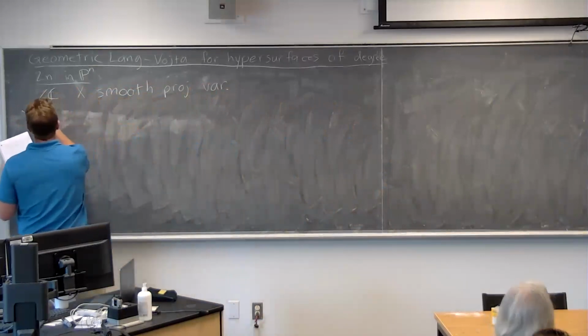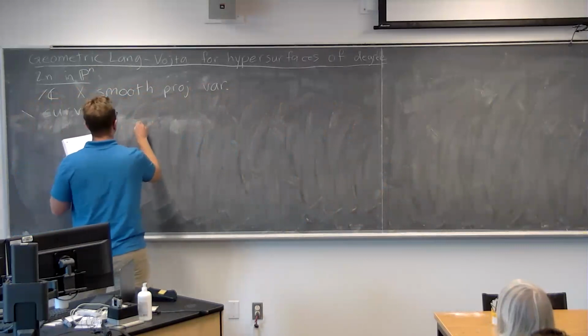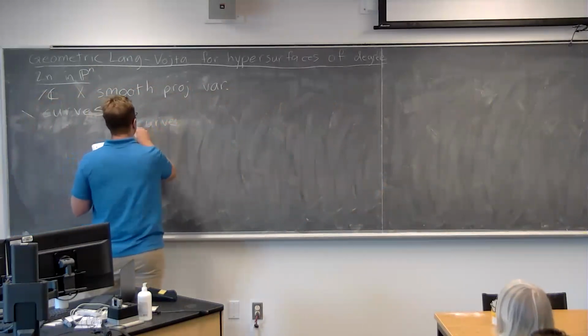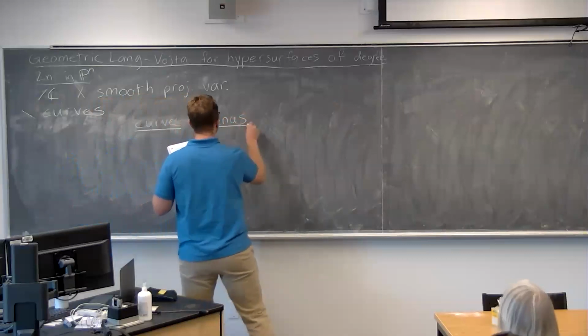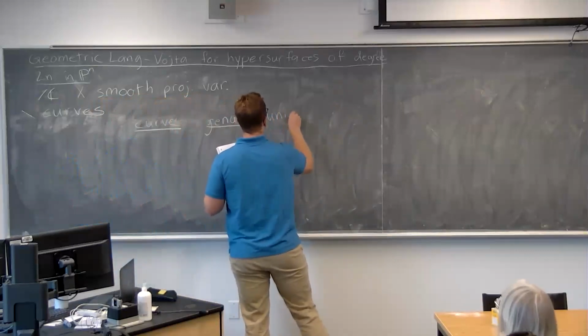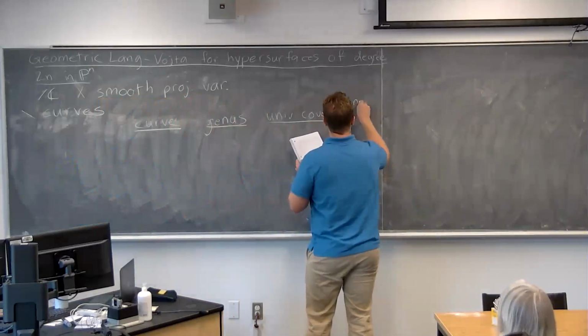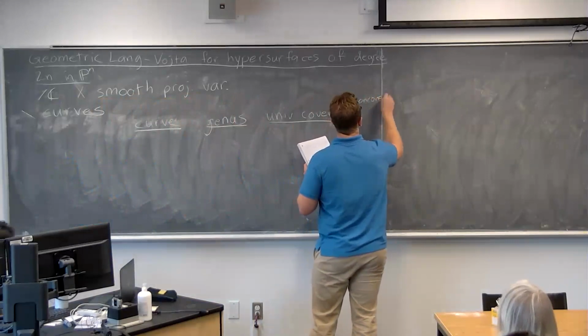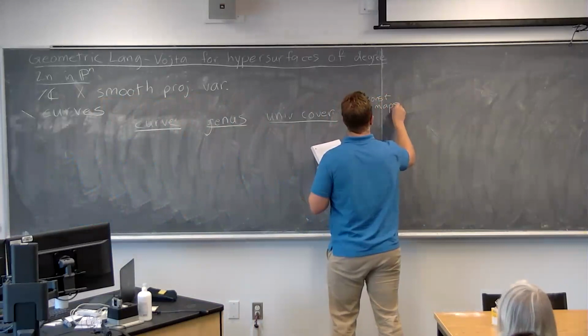So let's think about curves. We can think about: what is the curve? What is its genus? What is its universal cover? And what are the non-constant holomorphic maps from C?